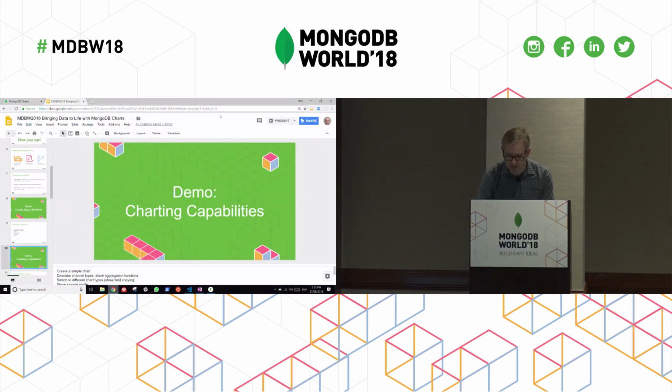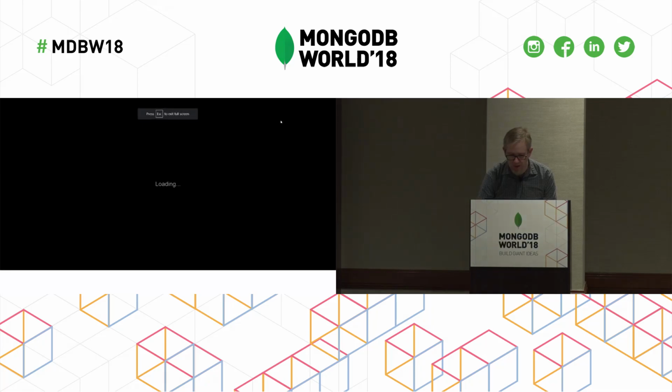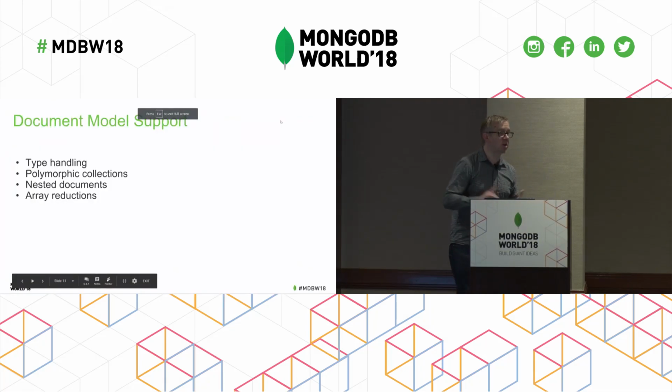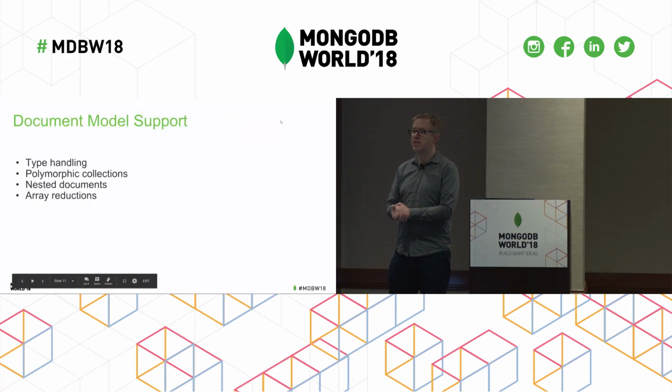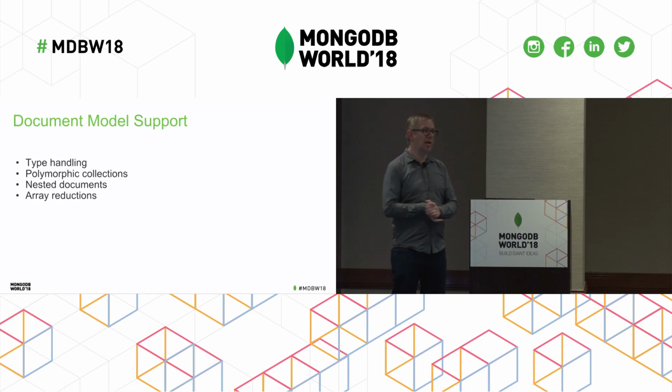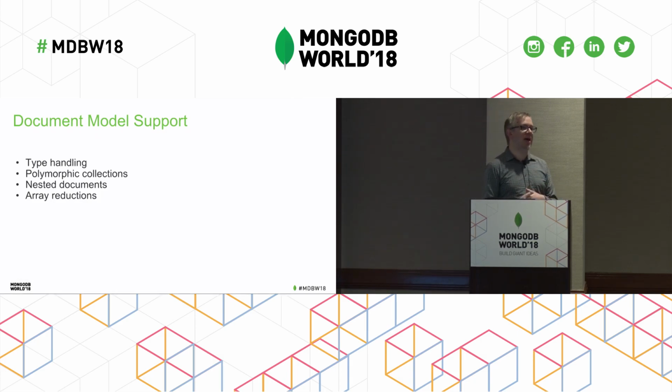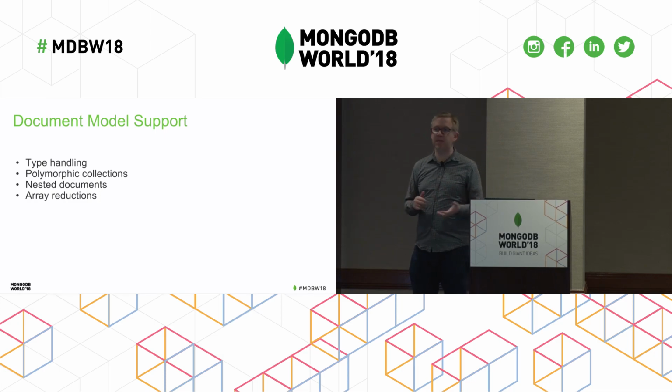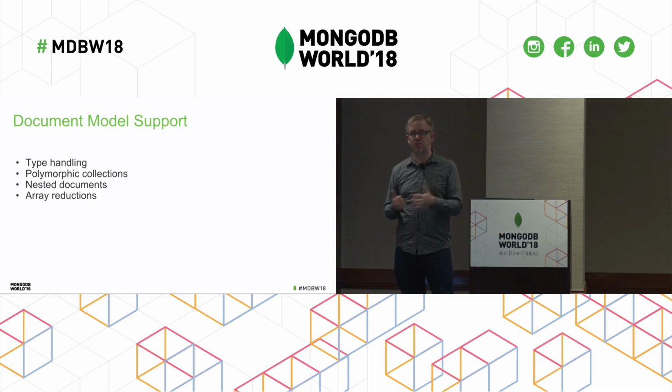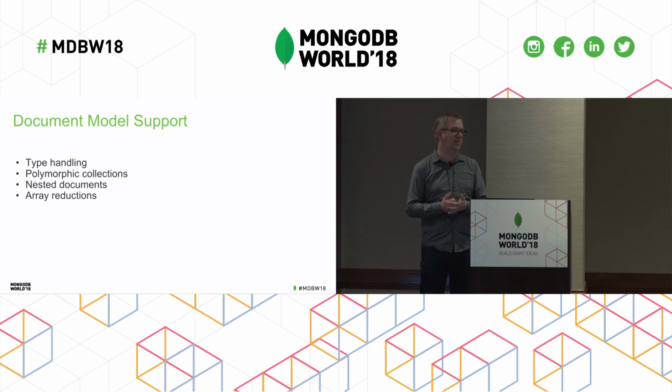Okay, so now let's go back to what I was saying I was going to do and talk about the document model. All the things you saw there, you've probably seen somewhat similar things to a greater or lesser degree in other products. What I want to show you now is how Charts really shines when it comes to the MongoDB document model. I'll show how it understands the different types, how it understands polymorphism, which is a fancy way of saying that different documents can have different fields or different types. Then I'll show you how we can handle nested documents and nested arrays inside those documents and some of the cool things we can do there.